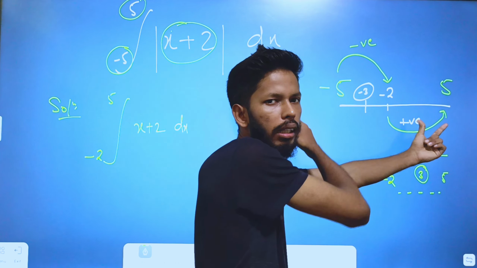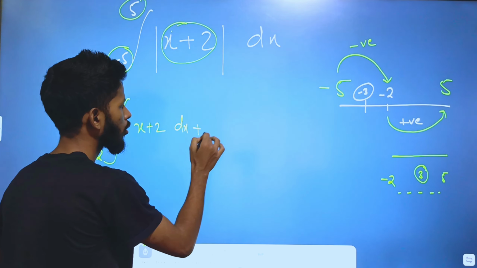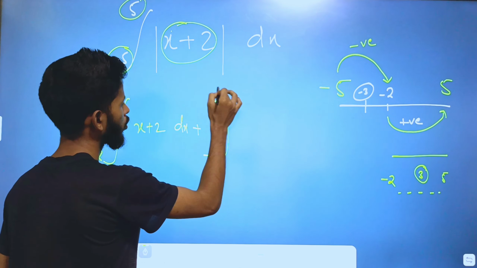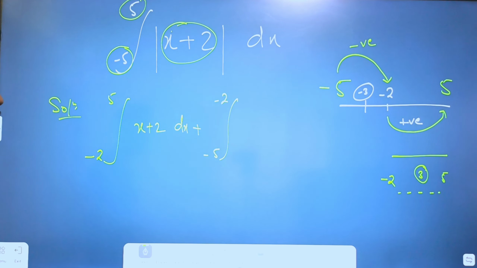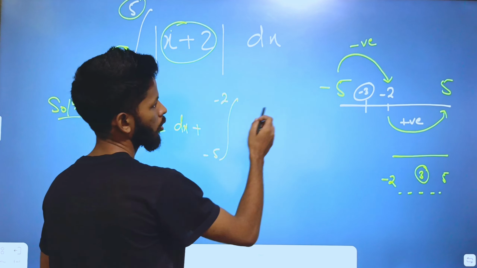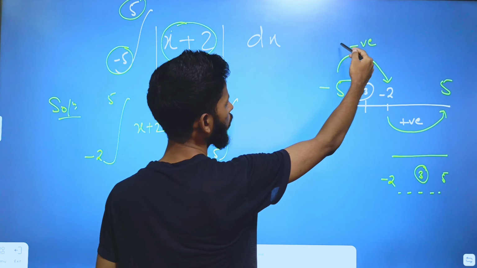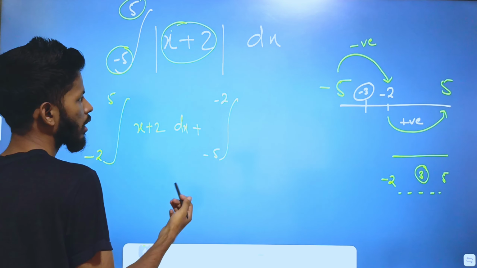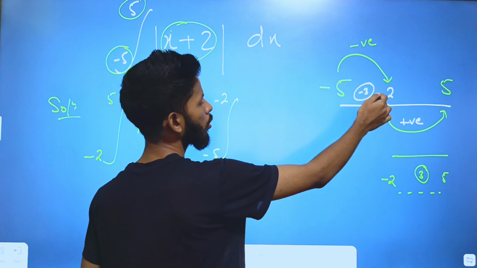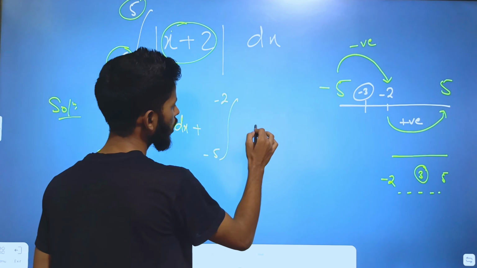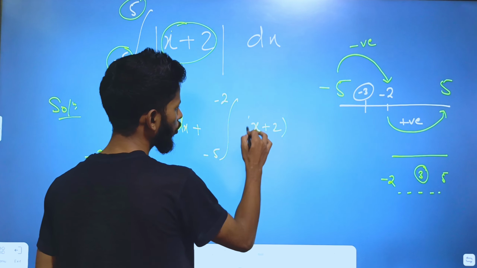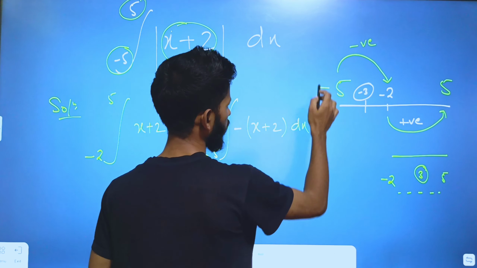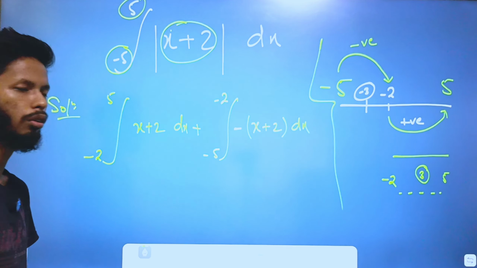Now we have to integrate the other part also. So the other part will start from where? Minus 5 to minus 2, right? The other part will go from minus 5 to minus 2. In this interval we have a negative function. This function will be treated as a negative function. Why? Because in this interval we always get negative values. So our function has x plus 2, and we have to put a negative sign here. So this is dx. I hope you understood how we wrote this.